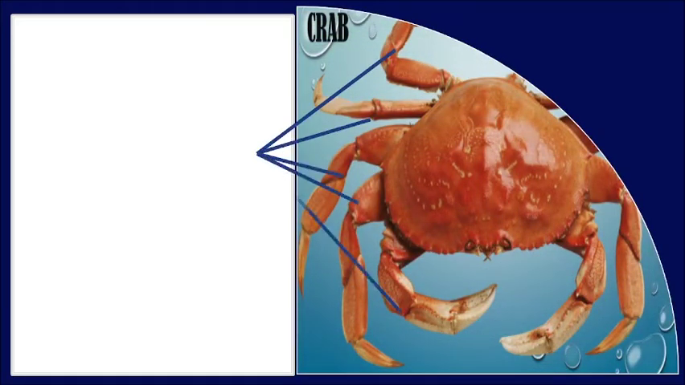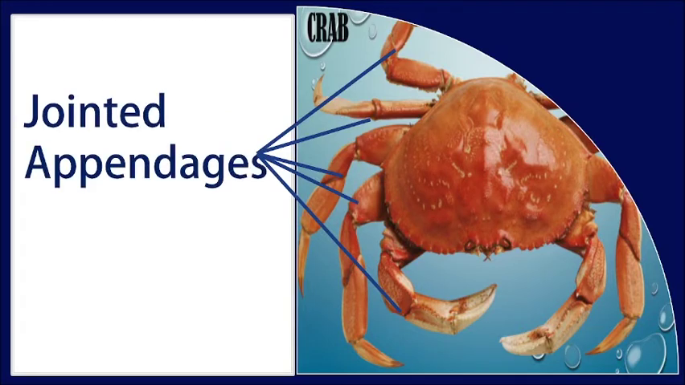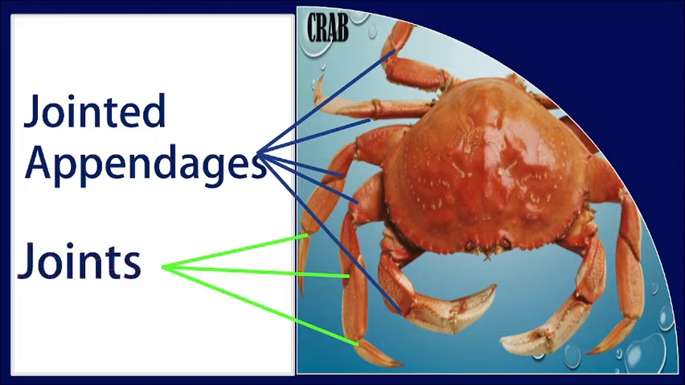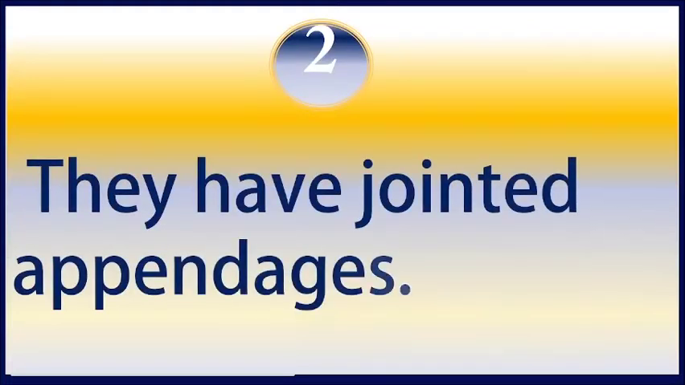Let's observe the next organism. The reference point is the parts labeled A. What is the name of the parts? They are jointed appendages. They are jointed appendages because they have joints along their length. Which brings us to the second characteristic of arthropods, that members of Arthropoda have jointed appendages.